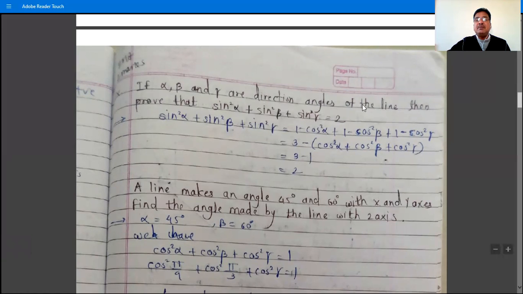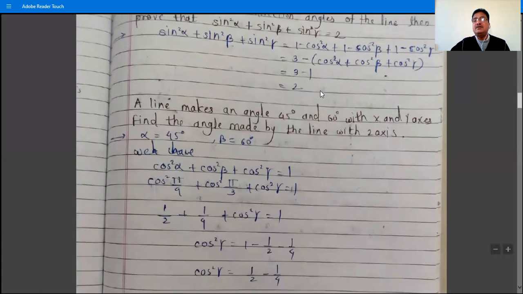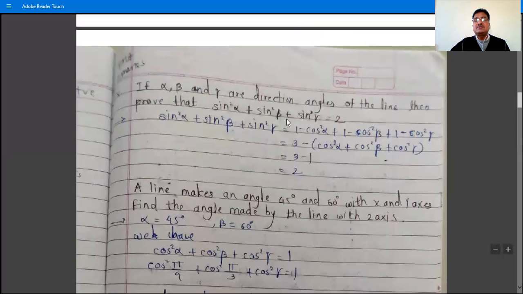So alpha, beta, gamma are direction angles. So sin square alpha plus sin square beta plus sin square gamma is equal to: sin square alpha is 1 minus cos square alpha. Sin square beta is 1 minus cos square beta. Sin square gamma is 1 minus cos square gamma. Then 1 plus 1 plus 1 becomes 3 minus, take the minus sign common from these 3 terms. So in the bracket we have cos square alpha plus cos square beta plus cos square gamma, and it is 1. So 3 minus 1 is equal to 2. And so sin square alpha plus sin square beta plus sin square gamma is equal to 2.